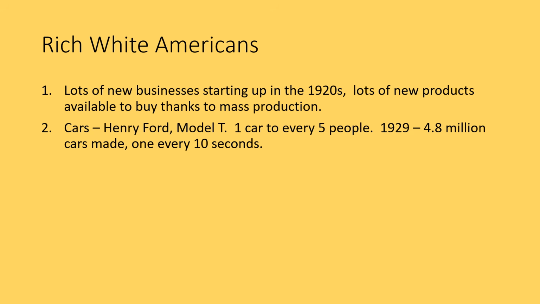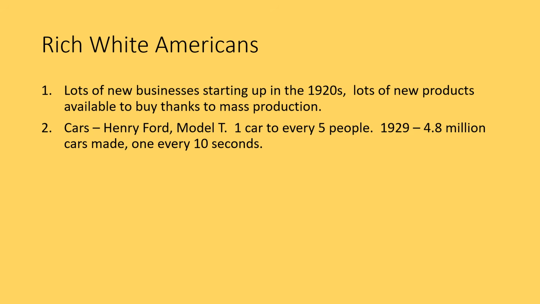In America, there eventually was in the 1920s one car to every 5 people, which was absolutely huge. Perhaps in your study, when you looked at Henry Ford or you looked at cars in general, you would see how much higher that is compared to the likes of Britain and even the likes of Russia as well at this time. In 1929, 4.8 million cars were made, and thanks to their mass production methods, they were able to make one every 10 seconds.